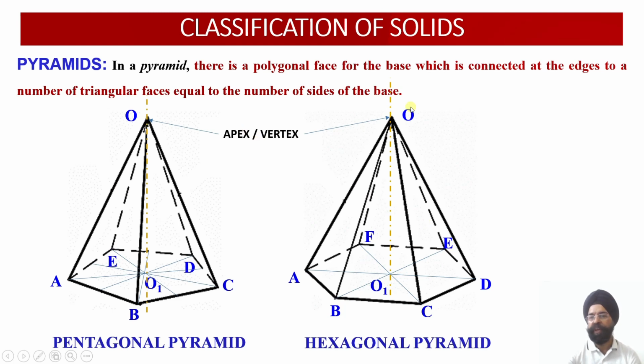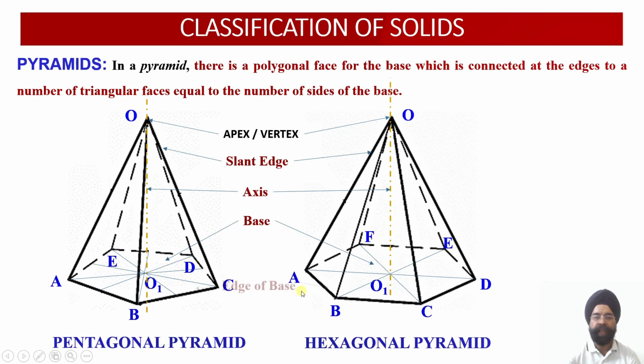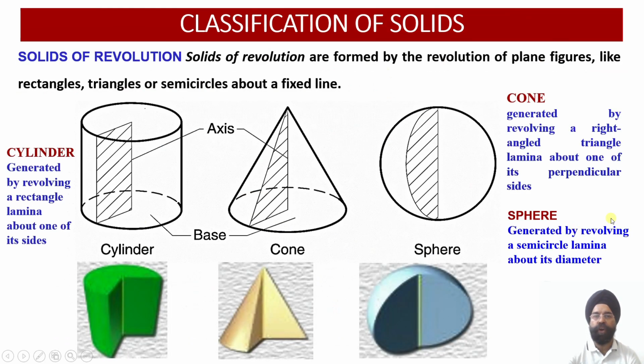Now the terminology: this is the apex or the vertex, these are the slant edges, these are the axis lines, this is the base of the pyramid, then you have the edge of the base, this is the edge of the base, then you have the corner of the base. So the same terminology will be used.